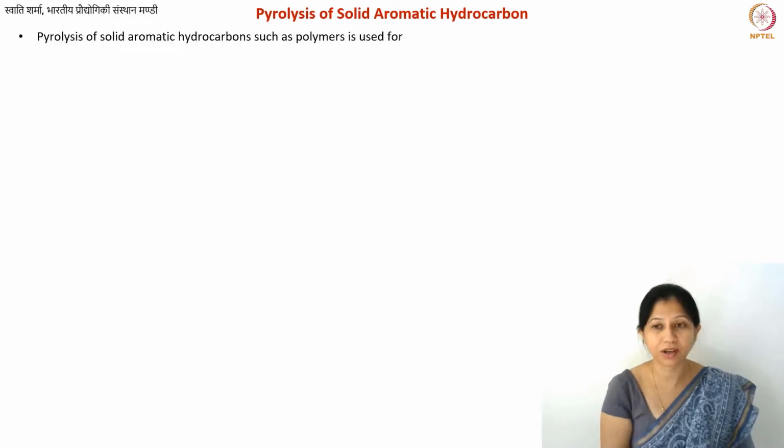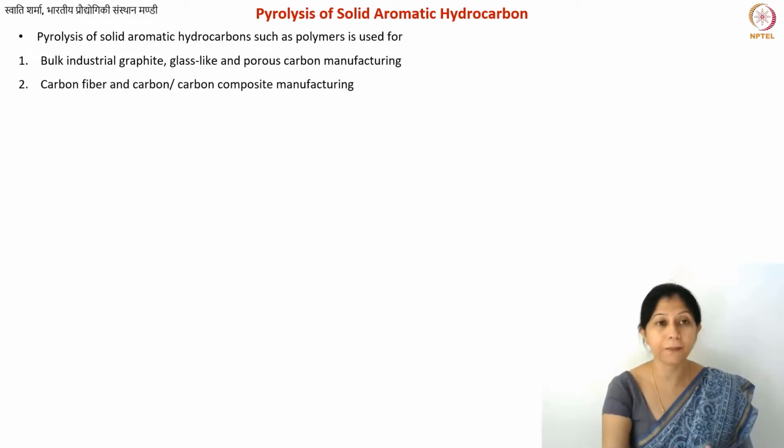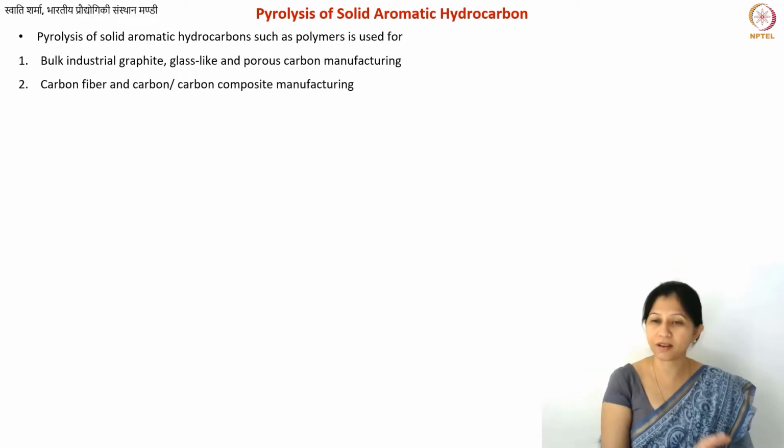Let's talk about the solid polymers now. What do we use them for? You already know that we use them for making graphite, glass-like carbon, and also porous carbons from cellulosic materials. These porous carbons are further activated using chemical or physical activation, and then they are converted into activated carbons. So these are the applications. What else? We also make carbon fibers. We are going to have a few lectures on carbon fibers, a separate section there.